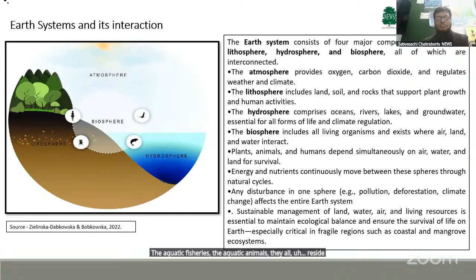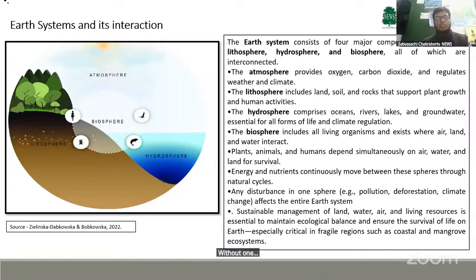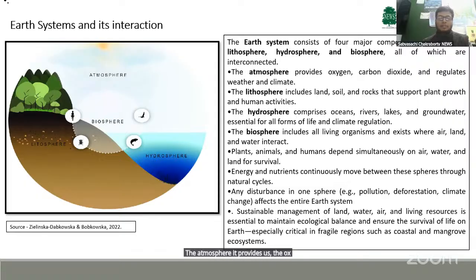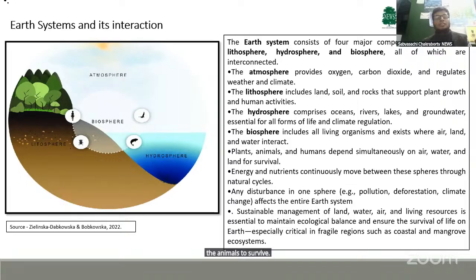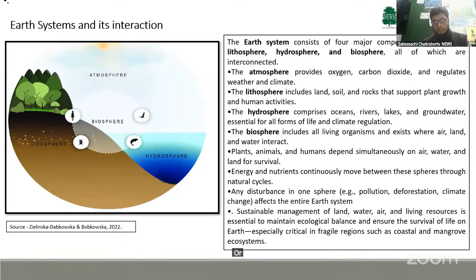So these systems are all interconnected. It's not that without one system the other can function. So the four major components are the atmosphere, lithosphere, hydrosphere, and biosphere, which are interconnected. The atmosphere provides us the oxygen and carbon dioxide for the plants to grow, the oxygen for the animals to survive, and it also regulates and influences the weather and the climate of a particular region or as a whole of an area.